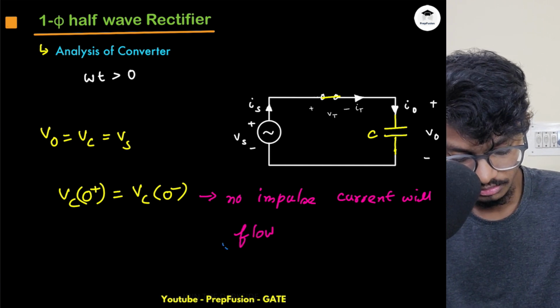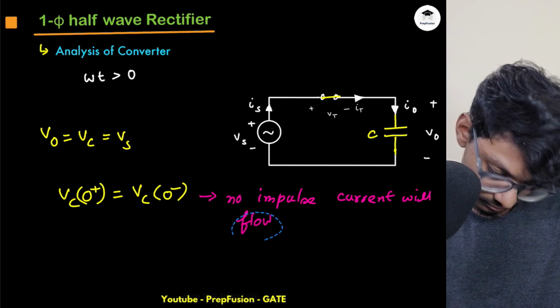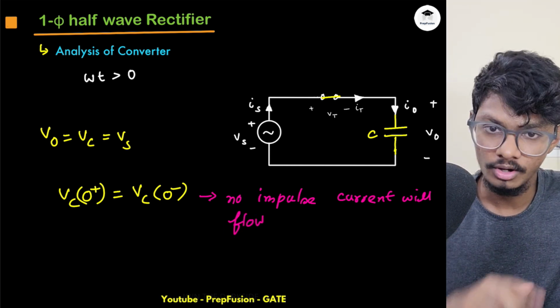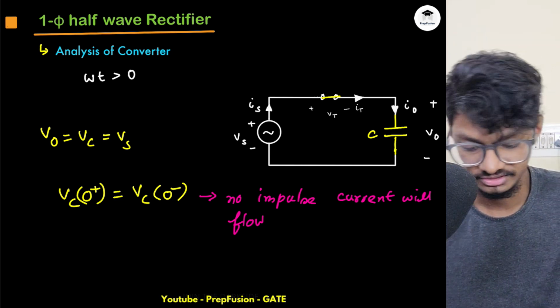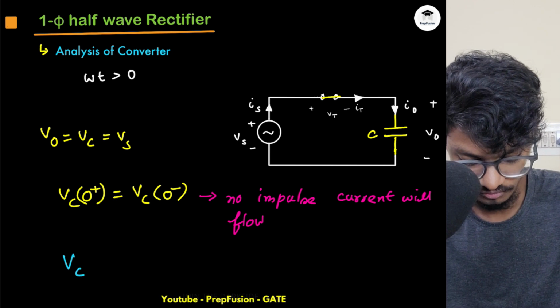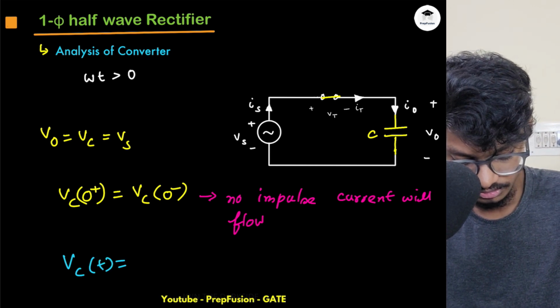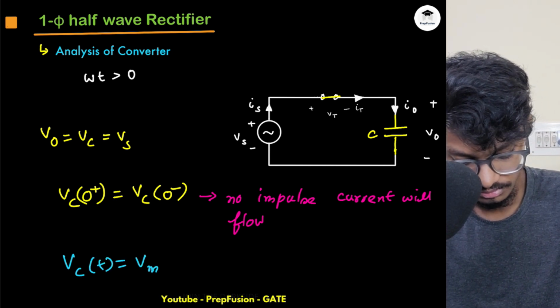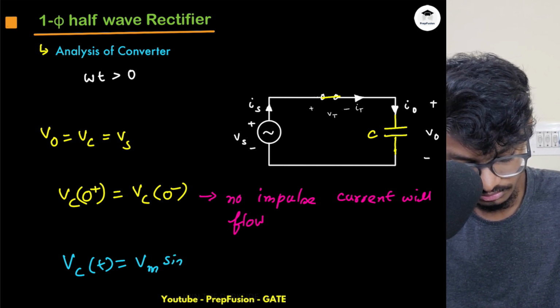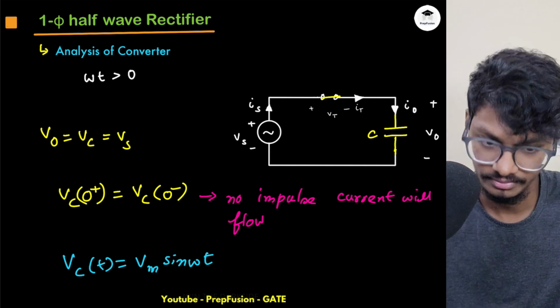will flow. Okay, so no impulse current will flow because Vc(0 minus) is almost equal to Vc(0 plus). And what is my Vc? Vc of t equals Vm sine omega t, right? Vc equals Vm sine omega t.